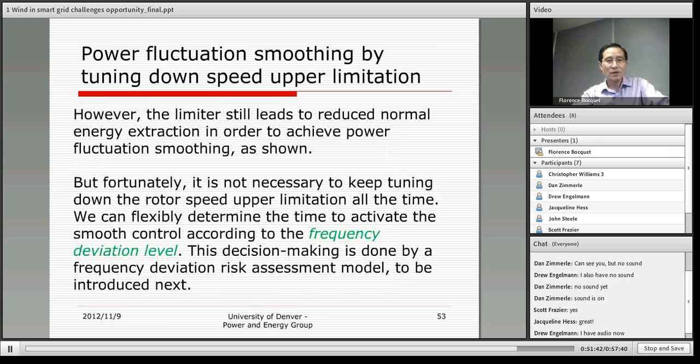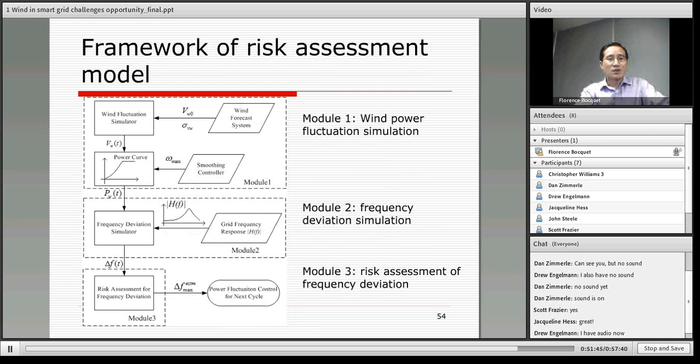So basically, the power fluctuation will come down. We did some research on this side, but the one problem is how do we estimate the frequency deviation? Because we don't want to put too much reduction. If you tune down the upper limit of the rotor speed, you're equivalently reducing energy production. So we need to achieve a trade-off between the smoothing control and the energy harvest or the spillage. We don't want to spill too much energy. So there's an optimal way.